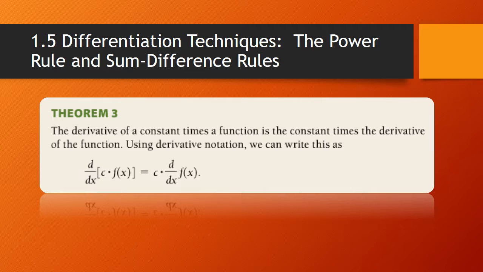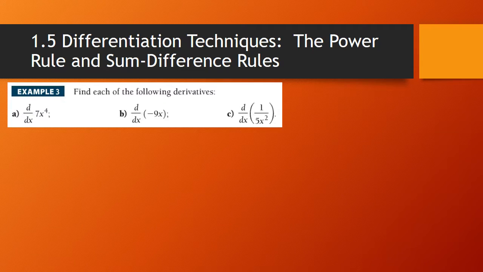Theorem 3 says the derivative of a constant times a function is the constant times the derivative of the function. So in other words, if you have the derivative of, say, 3x squared, you can make that 3 times the derivative of x squared. So knowing that, try these out. Pause the recording, give them a try, and resume to check your answer.